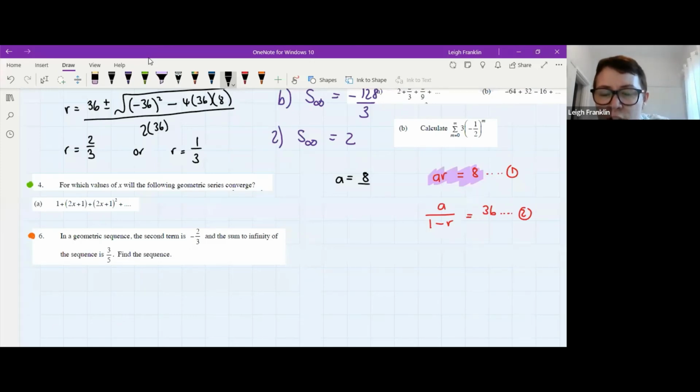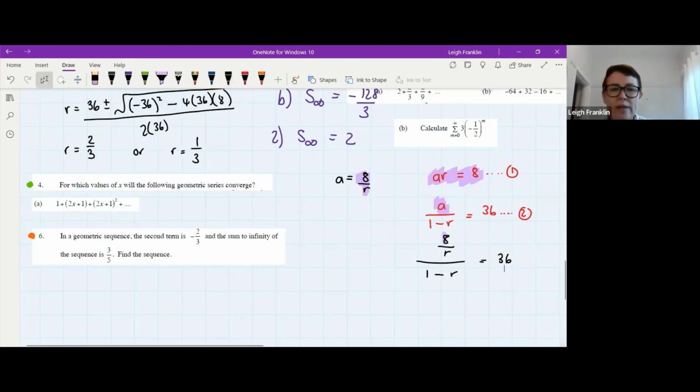So this is going to be 8 over R, dividing both sides by R. Now we want to sub in. We take that 8 over R is A, and sub it in over here. So now we've got 8 over R, which is A, all over 1 minus R, is 36.